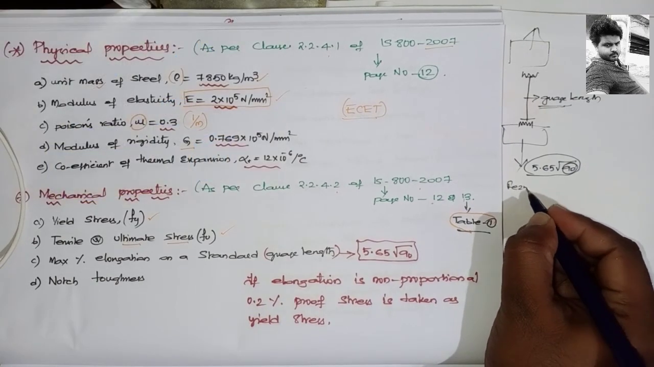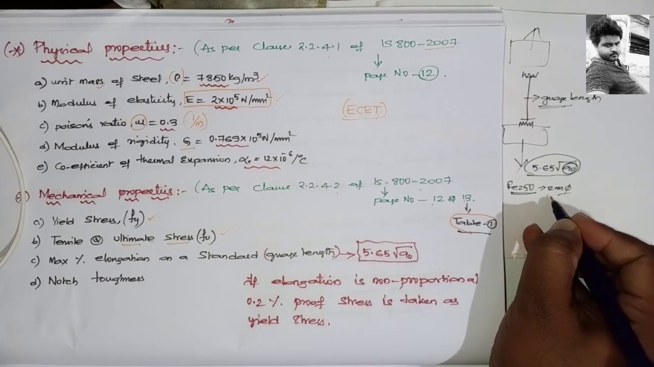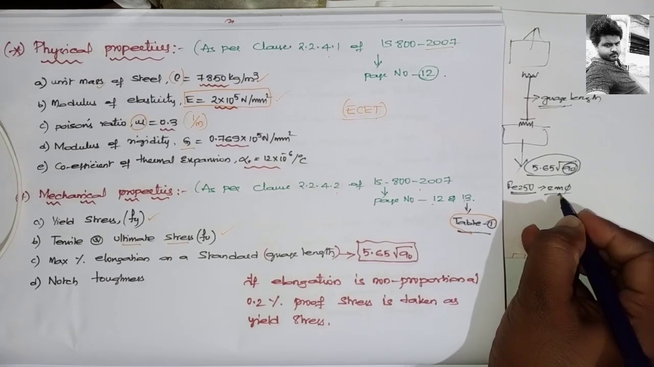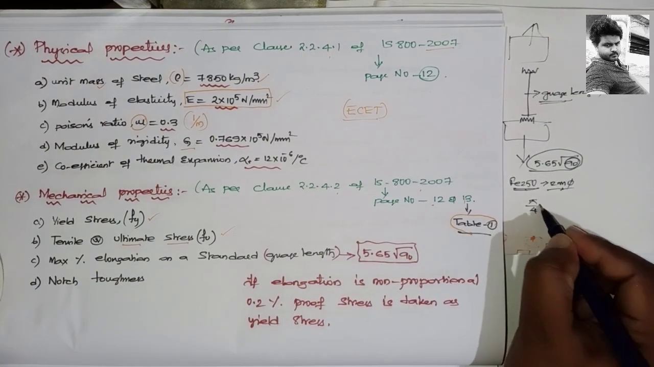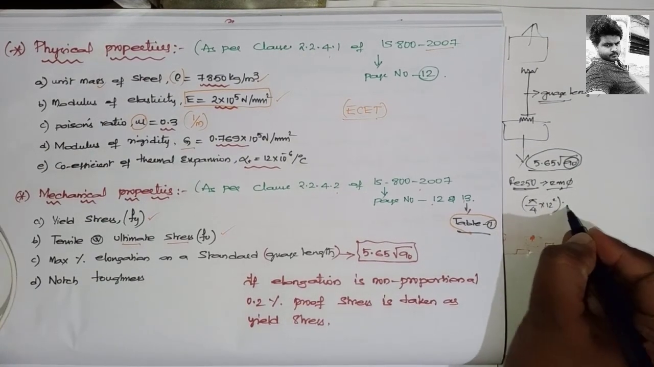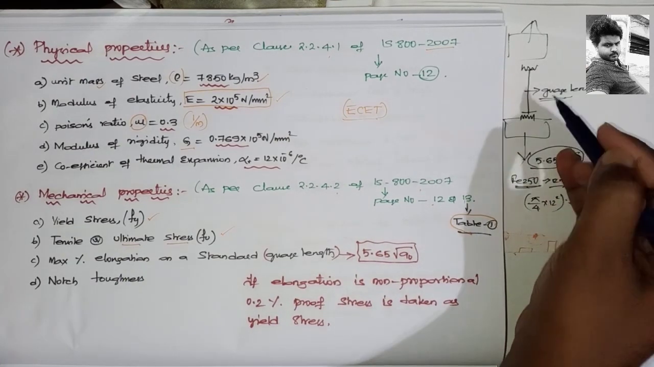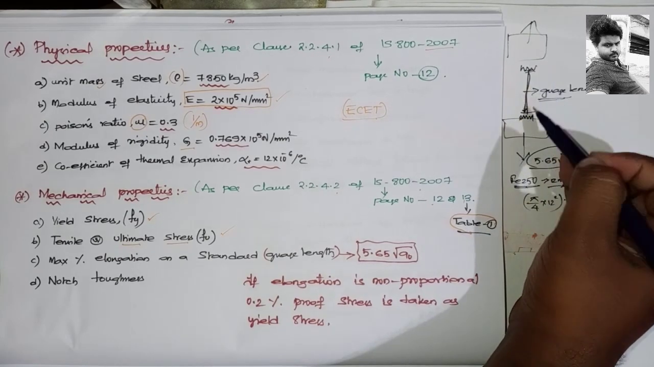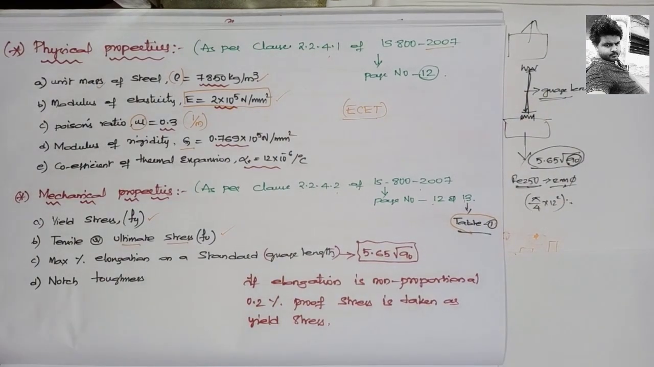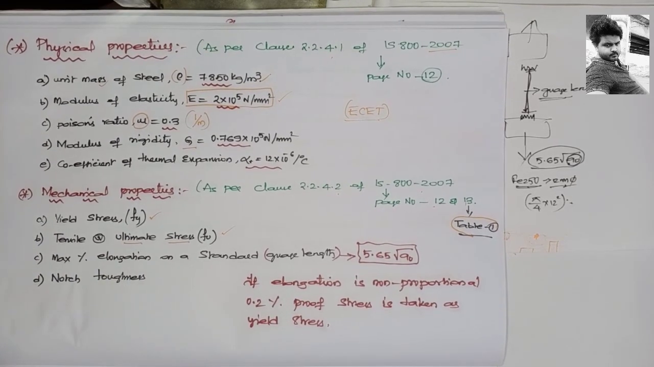So I have chosen Fe 250, a steel rod of 12 mm dia of this grade. If I calculate pi by 4 into 12 square, you will get the area. You substitute here, you will get the length. That much length should be fixed between these two jaws, and then start applying the load. Based upon that, you will get the maximum percentage of elongation.